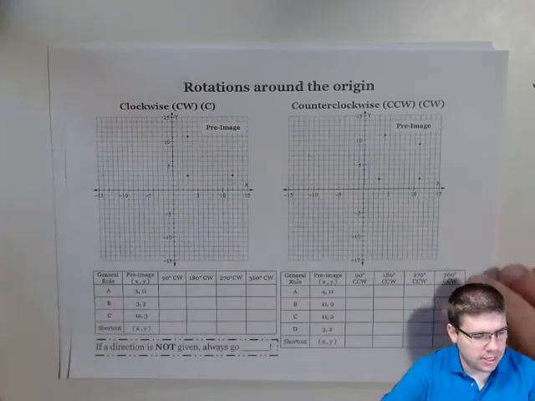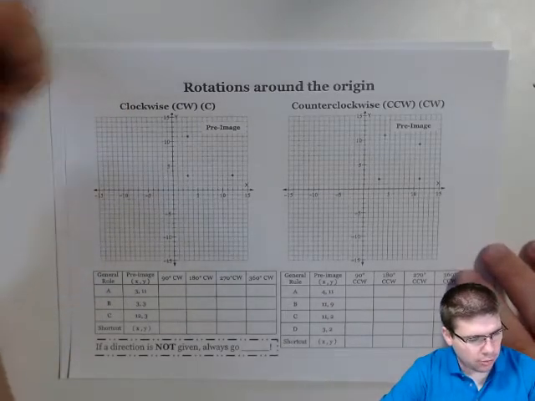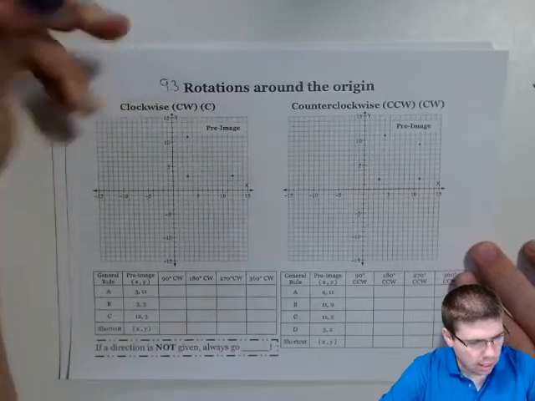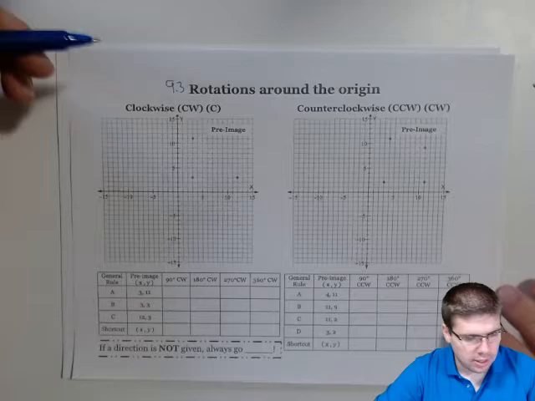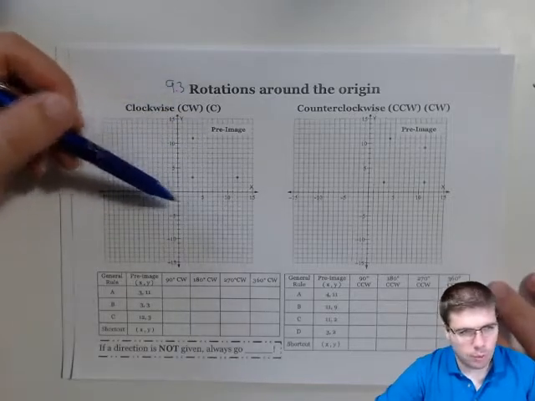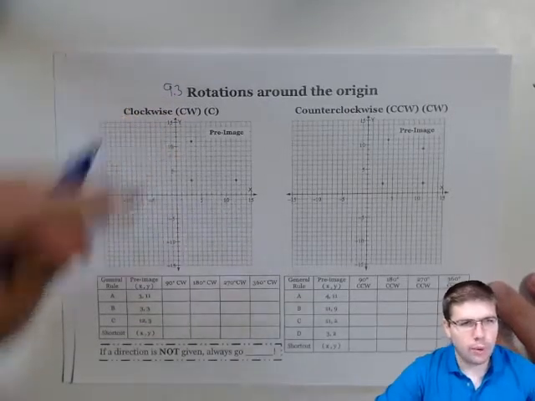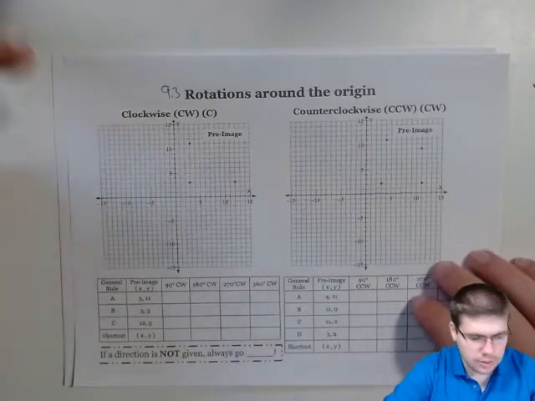Hey, Honors Geometry. Today we're going to take a look at 9-3. This is 9-3: rotations around the origin and rotations in general. So we've got a couple of different ways we can rotate. We're going to be rotating around that point there, 0, 0.